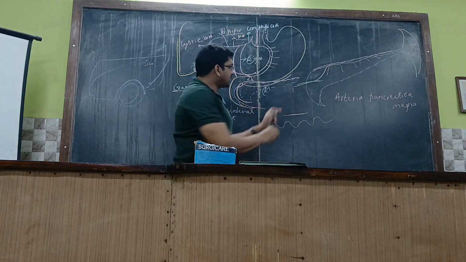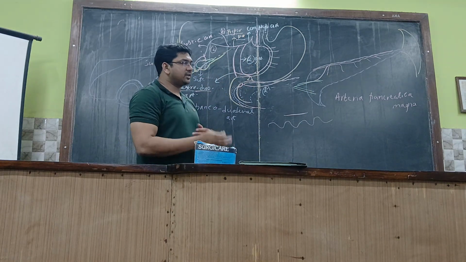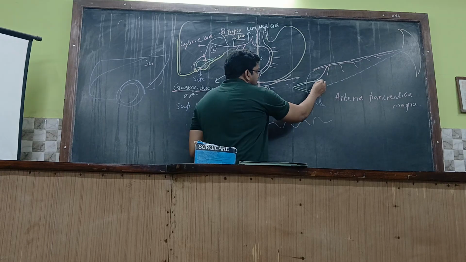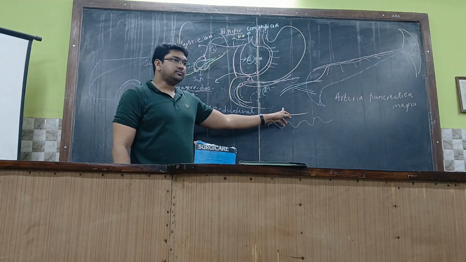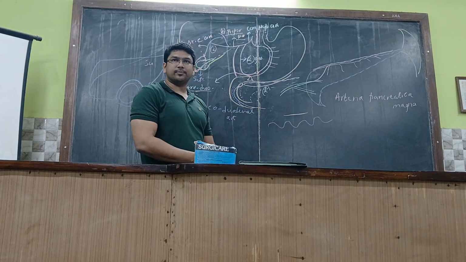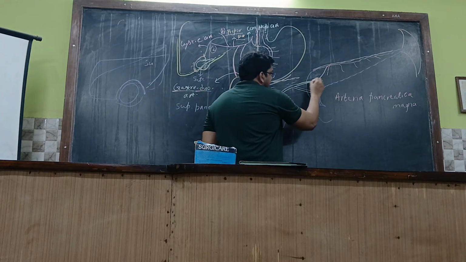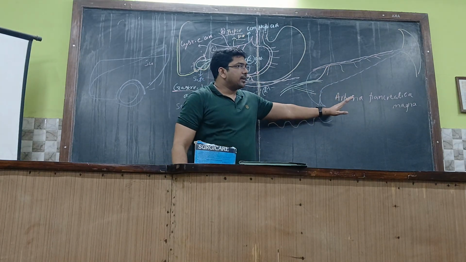Why main pancreatic duct? There is an accessory pancreatic duct also. It will be coming across later. So these pancreatic ducts will be delivering their contents into the major duodenal papilla, nothing but the second part of the duodenum over here. Okay. So this is the main pancreatic duct which is associated with this arteria pancreatica magna.